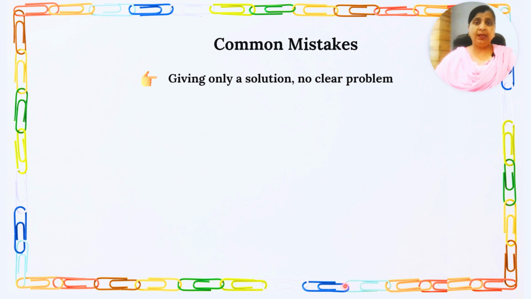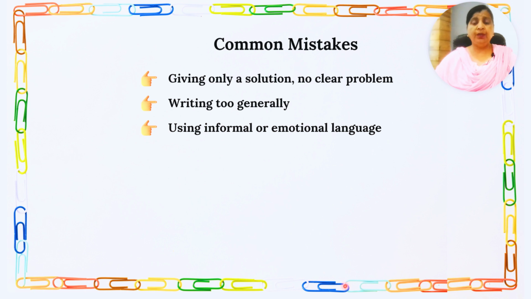What are the common mistakes a candidate can commit? Giving only a solution. But solution to what problem? Writing too generally. Please remember, you are writing an IELTS exam, not a school exam. Using informal or emotional language. Emotion has got nothing to do with IELTS. What IELTS has got to do with is your level of English. Simple. Repeating the same words, a very big mistake.